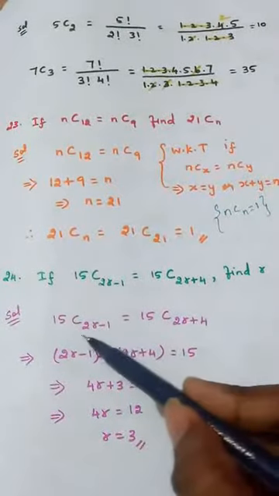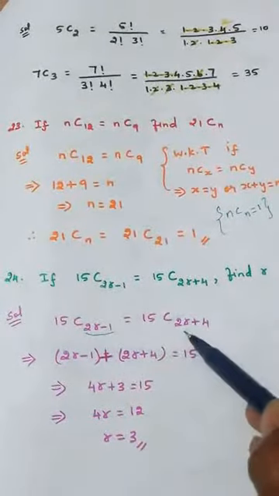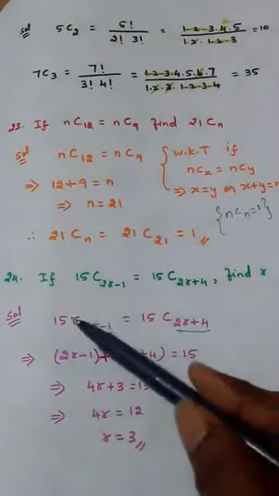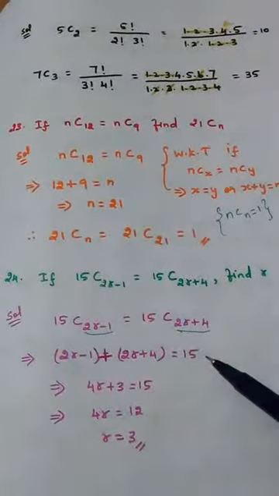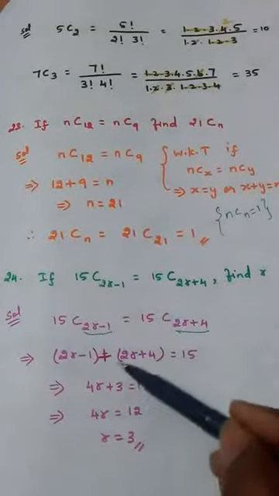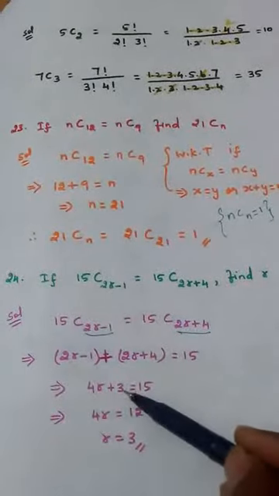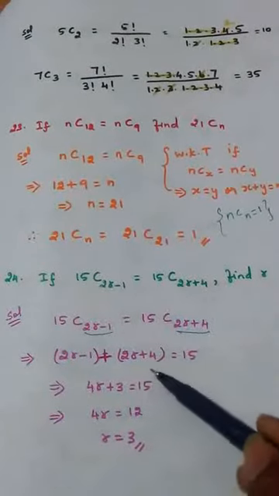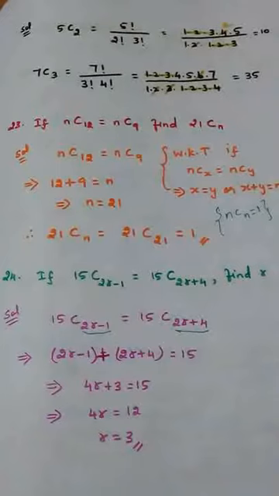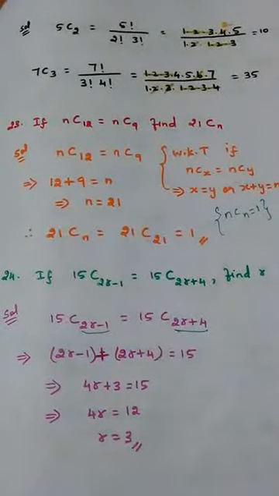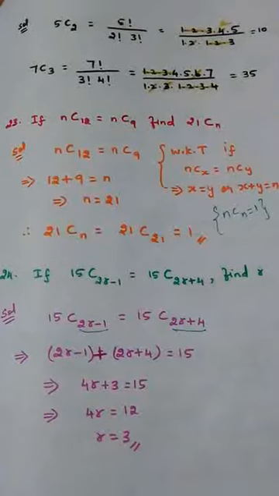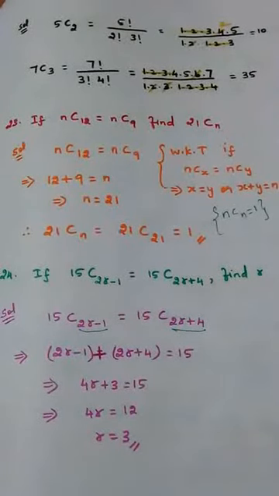So x plus y is equal to n, which means 15. By simplifying this, you will easily get the answer. 2r plus 2r is 4r, 4 minus 1 is 3, equal to 15. 15 minus 3 is 12. Dividing by 4, r is equal to 3. So these are all simple sums, if we know what is meant by combination and the properties of combinations. We'll go for the next sum.